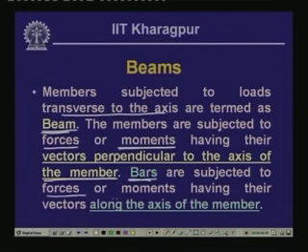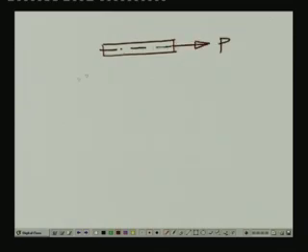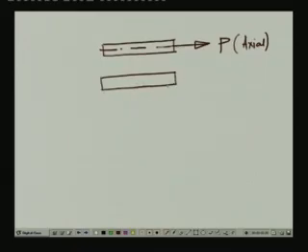Bars are subjected to forces or moments having their vectors along the axis of the member. If you remember, when we discussed axially loaded members, if this is the member and this is the member axis, then the force was acting along the axis of the member, and this we called the axial force. Similarly, if a bar is subjected to a twisting moment about the axis perpendicular to the cross section of the bar, the direction of the vector of this twisting moment is along the axis of the bar.